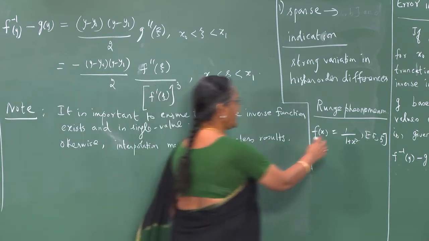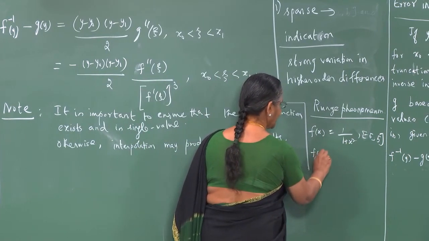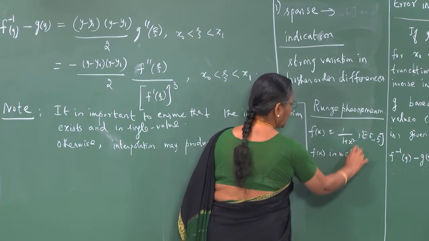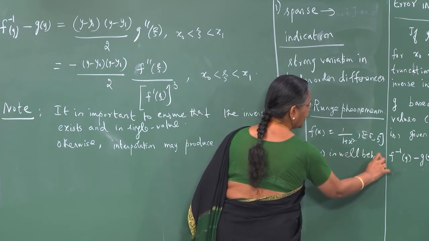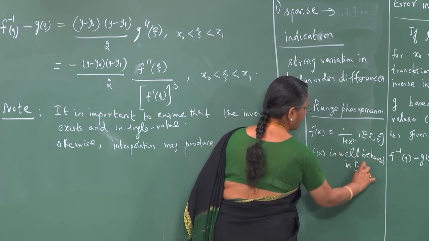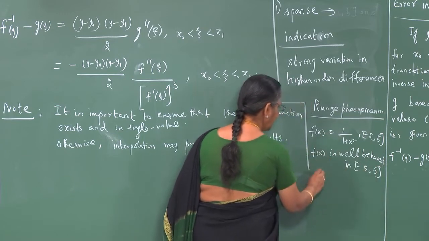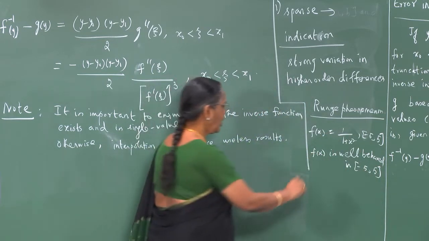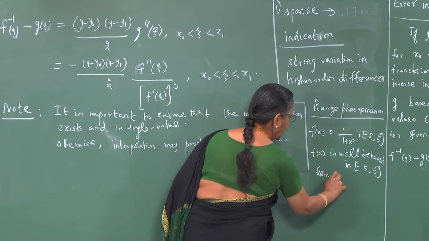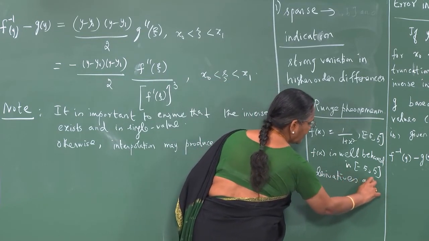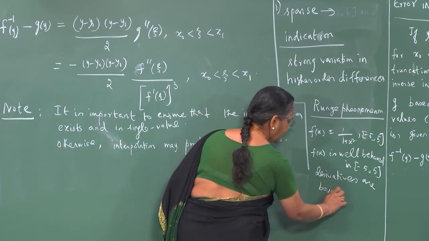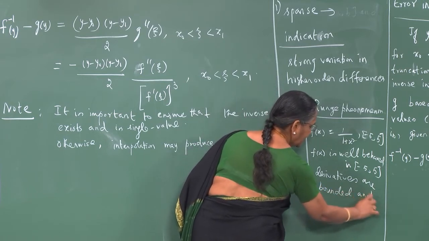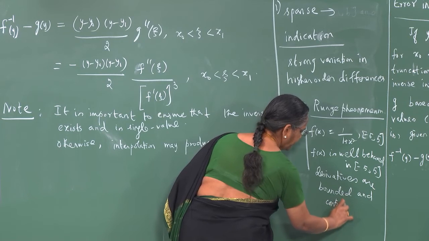You observe that this function f of x is well behaved in this interval minus 5 to 5, and its derivatives, they are all bounded and continuous in this interval minus 5 to 5.